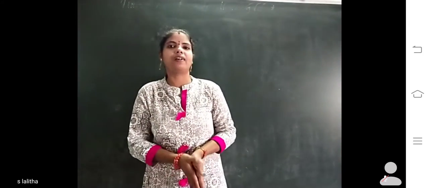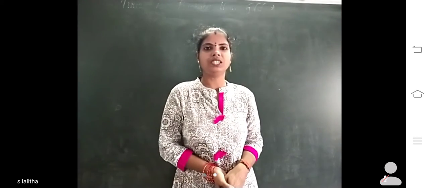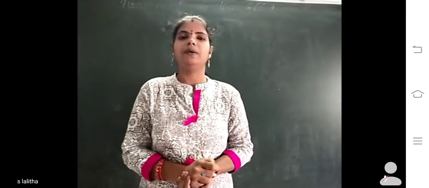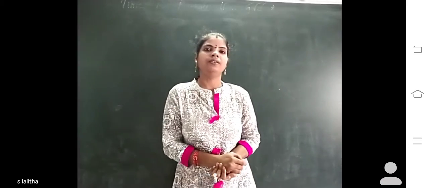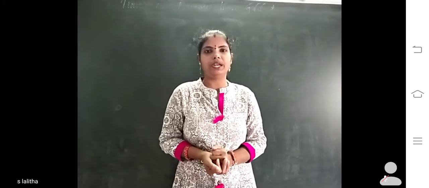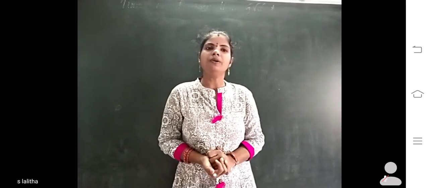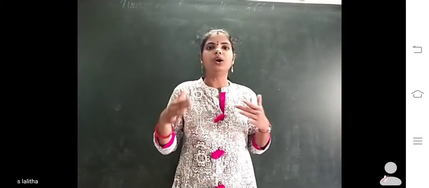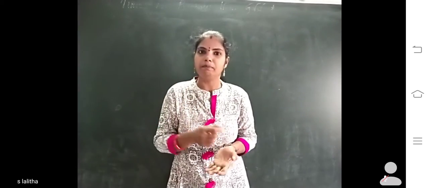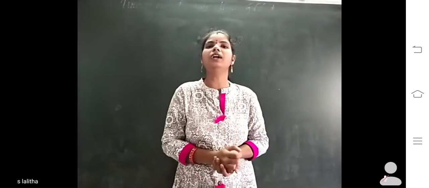In the previous class, we learned about fractions. What are called fractions? It is a part of a whole. In a fraction, above the line is called the numerator and below the line is called the denominator. Numerator means, in the total parts, how many parts you have to take. And the denominator is the total parts of the whole.